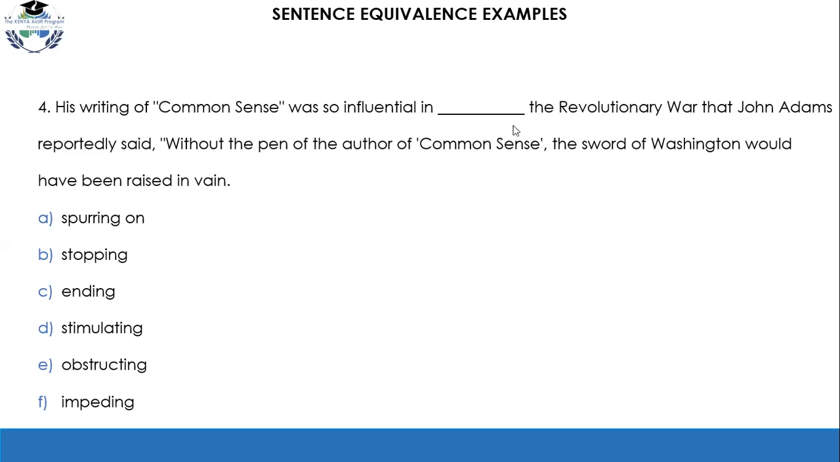All right, let's look at this sentence together. His writing of Common Sense was so influential. That's the first part I would think about. Was so influential in doing something, blank, the Revolutionary War, that, as Ian has mentioned, is going to be a verb. It did something. His writing of Common Sense was so influential in blank the Revolutionary War that John Adams reportedly said, without the pen of the author of Common Sense, the sword of Washington would have been raised in vain. So we have spurring on, stopping, ending, stimulating, obstructing, impeding.